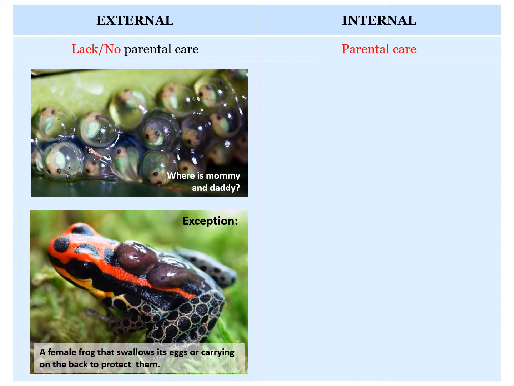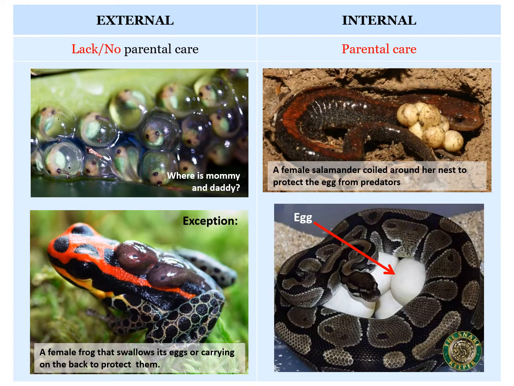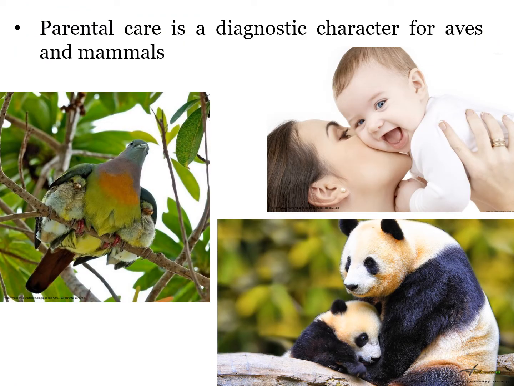On the other hand, parental care is usually observed in animals with internal fertilization. They do take care of their young ones. For example, a female salamander coiling around her nest to protect her eggs. Another example of parental care is in mammals and in aves or birds.